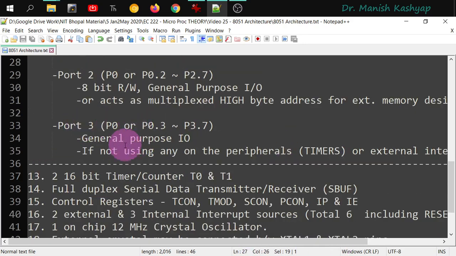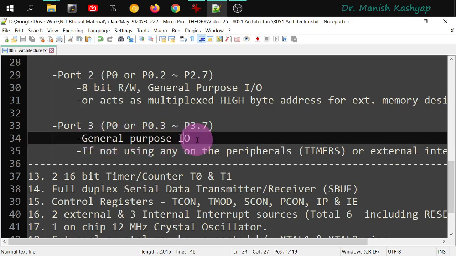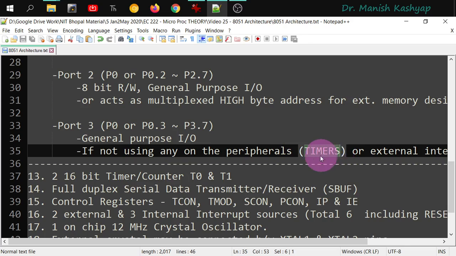And then port 3, it is a general purpose input output port when we are not using any of the peripherals, because usually this port 3 is also associated with timer functions, right? We will see it when we see the timing diagram.